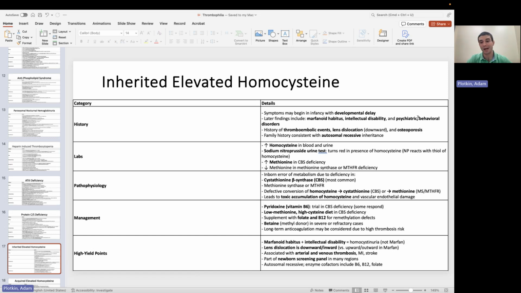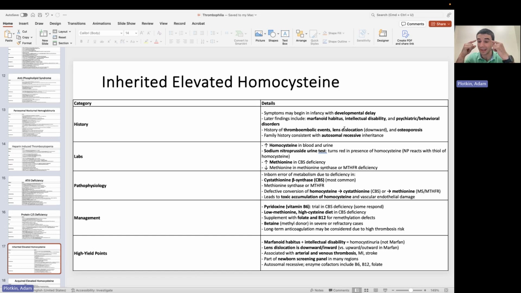So remember, marfanoid habitus is not always just Marfan syndrome, right? Off the top of my head, we have Marfan syndrome, we have elevated homocysteine, so homocystinuria, and there's even marfanoid habitus in MEN2B syndrome, okay? The MENs will be their own lecture because that's also really high yield. We'll see a history of thromboembolic events.